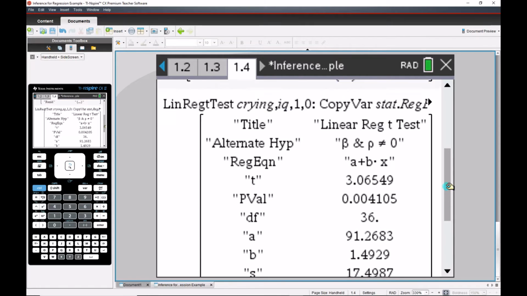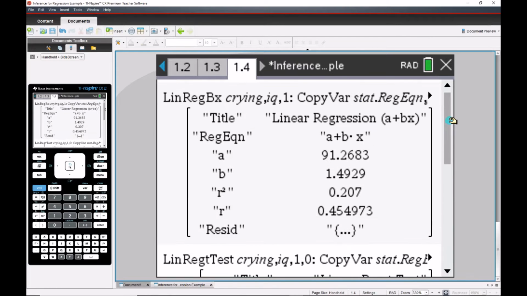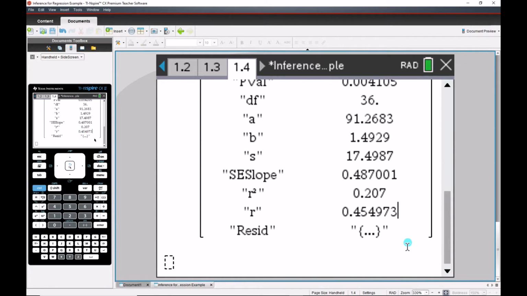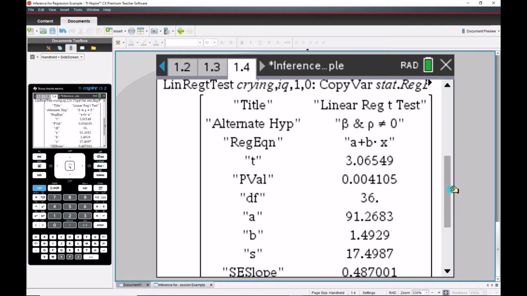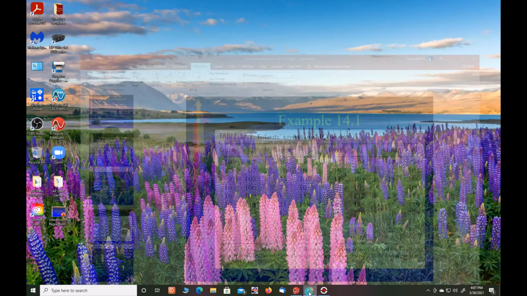So you might make an argument that running this linear regression t-test is actually more revealing than just running a straight linear regression. So keep that under your hat. Maybe run it once or twice just to make sure, and you can grab whatever you need out of this linear regression t-test. Pretty neat, okay? So I'm going to close that down and come back to the PowerPoint.